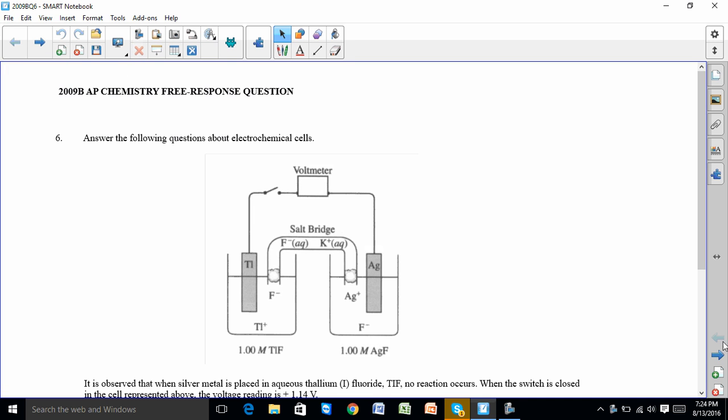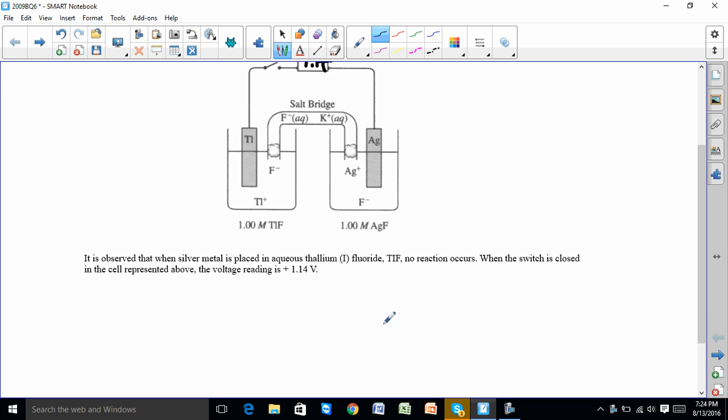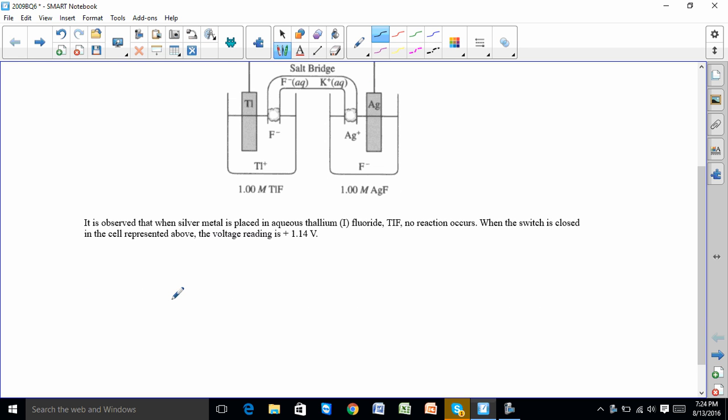Okay, answer the following questions about electrochemical cells. It is observed that when silver metal is placed in aqueous thallium fluoride, TlF, no reaction occurs. When the switch is closed in the cell represented above, the voltage is 1.14. So this would be read 1.14.